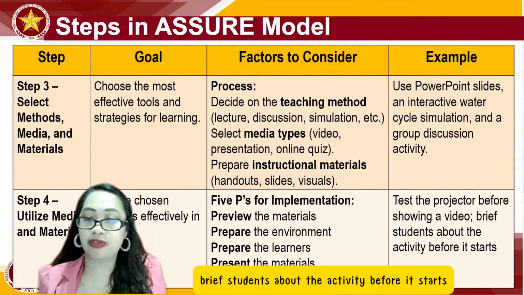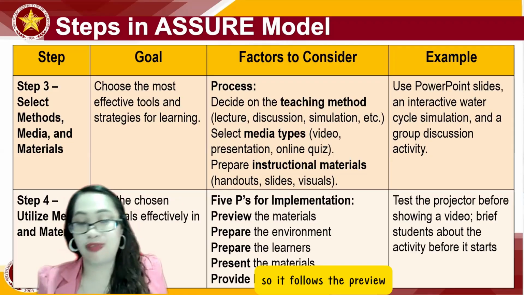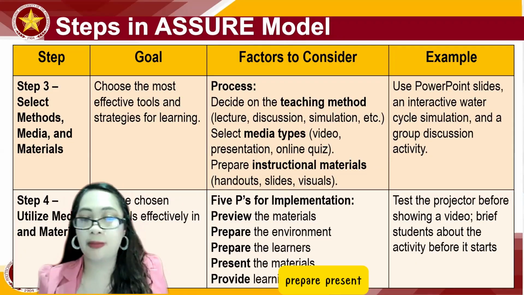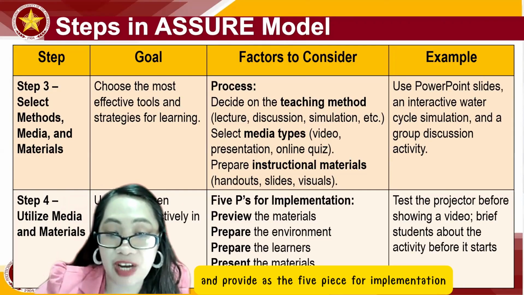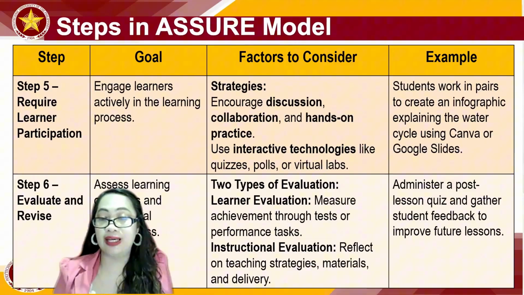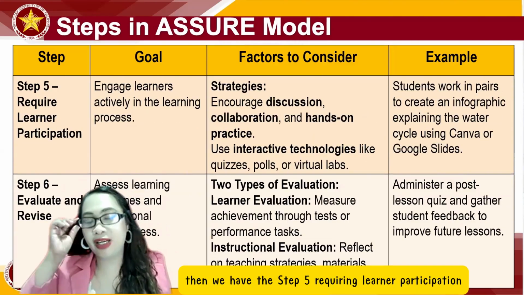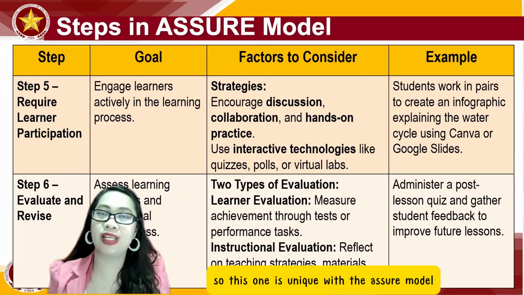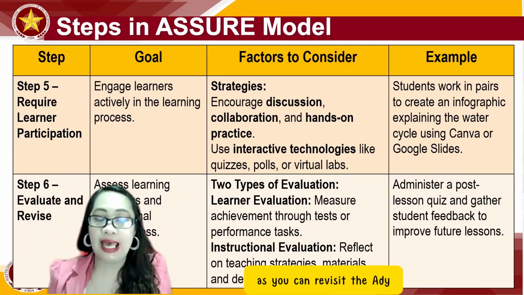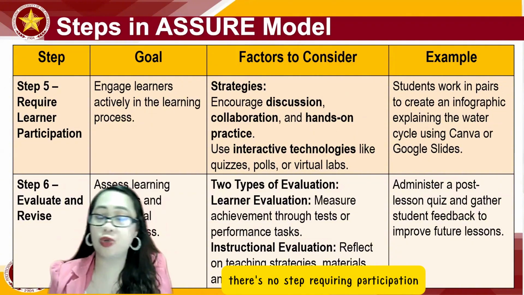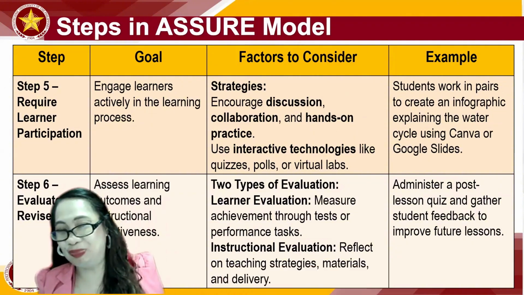Brief students about the activity before it starts. So it follows the preview, prepare, present, and provide as the 5 P's for implementation. Then we have step 5, requiring learner participation. So this one is unique with the ASSURE model. As you can revisit the ADDIE, there's no step requiring participation.